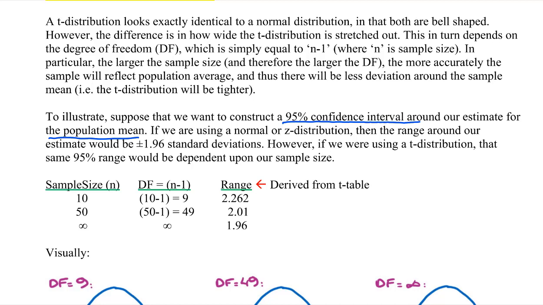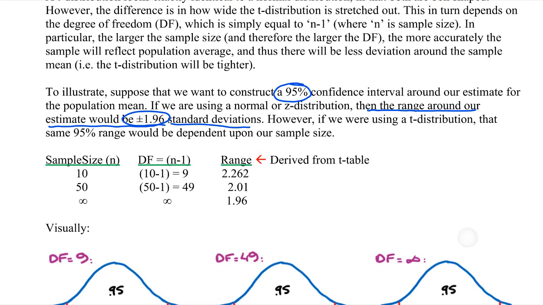Now, if we are using a normal, also referred to as a z-distribution, then the range around our estimate would be plus or minus 1.96. And we've seen this from a previous module. So if you're looking at a 95% range around the mean, and you're assuming that the variable is normally distributed, you'd have to go plus or minus 1.96 standard deviations on either side of the mean. And this is what it would look like. So a 95% confidence interval, here's our sample mean. We would deviate plus or minus 1.96 standard deviations on either side.